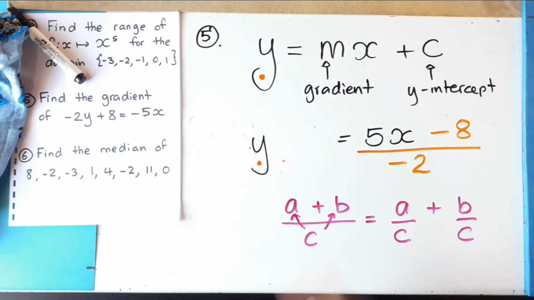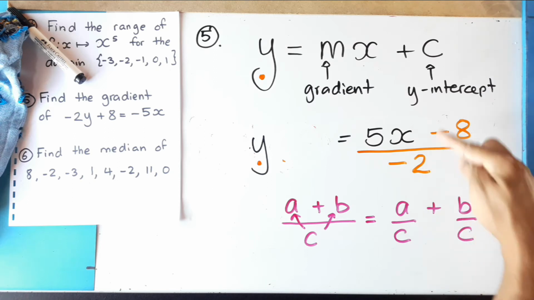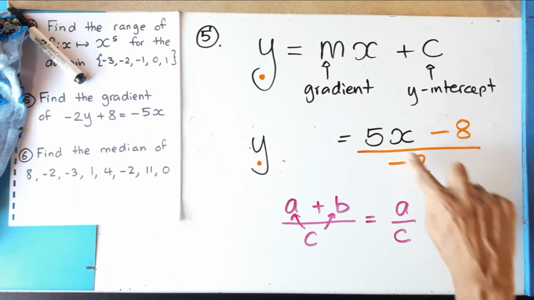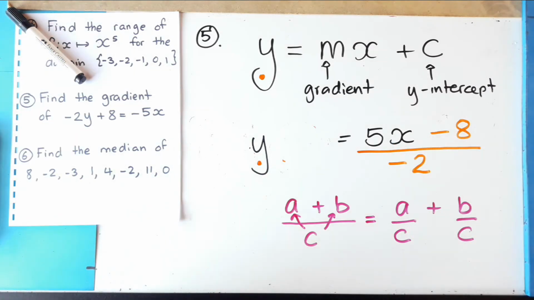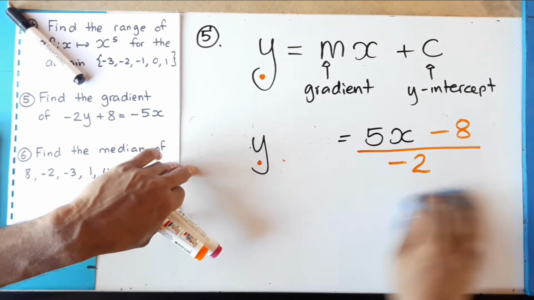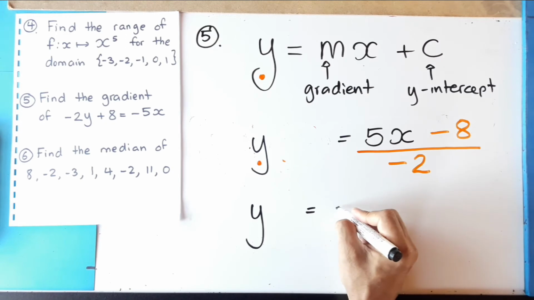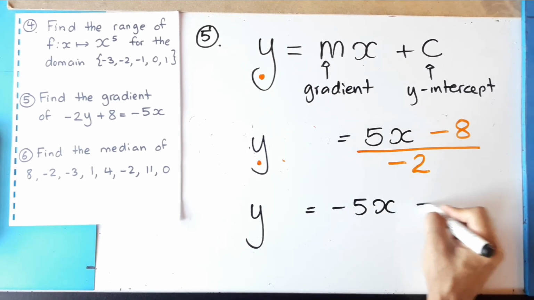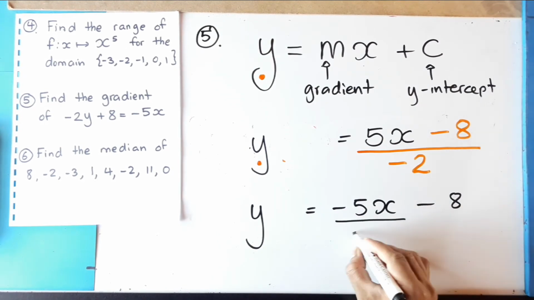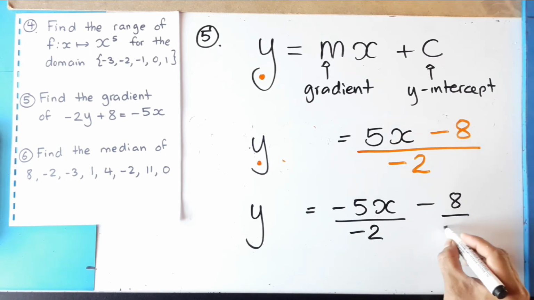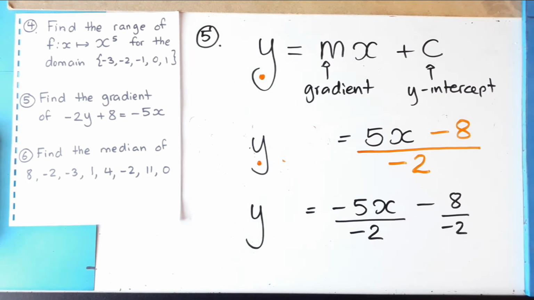So I'm going to apply this concept to this. Both of them at the same point in time get divided by minus 2. So you can imagine it like this instead. You have 5x minus 8, and both of them at the same point in time get divided by minus 2. So let's divide this.